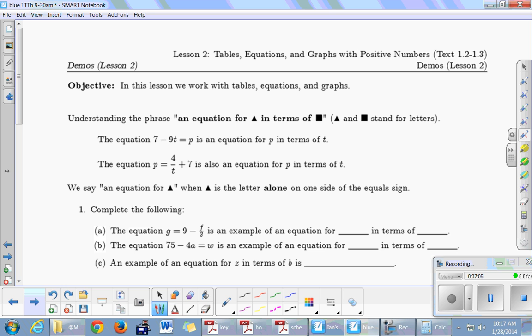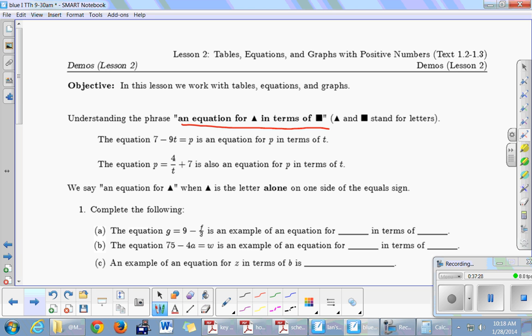We are defining this phrase, an equation for something in terms of something. That is really the heart of this particular lesson, and it's an easy concept once you have it, but it's vocabulary that we need to be ready with. We're going to use it. So we've just heard that the equation 7 minus 9t equals p is an equation for p in terms of t. Let's keep going around that table.